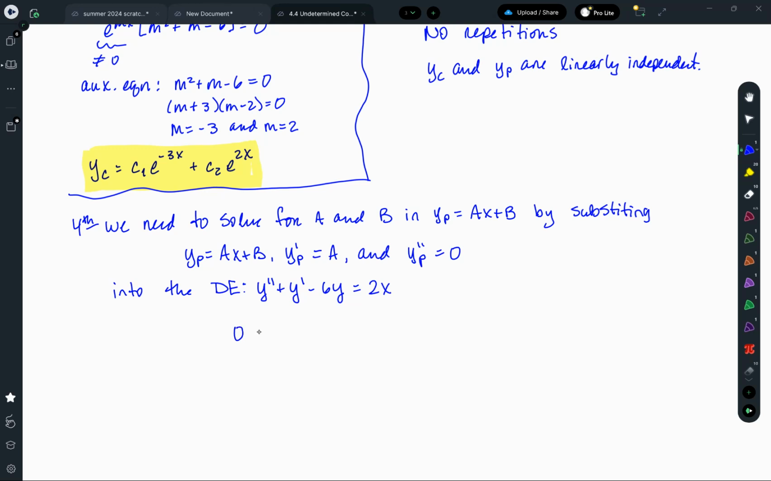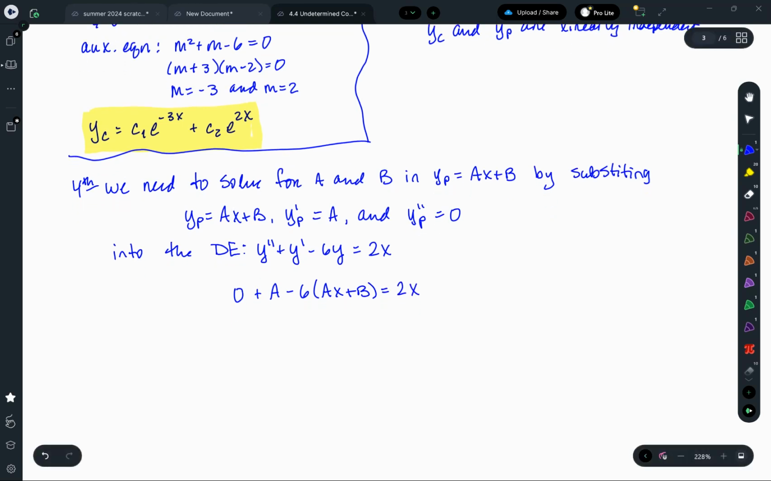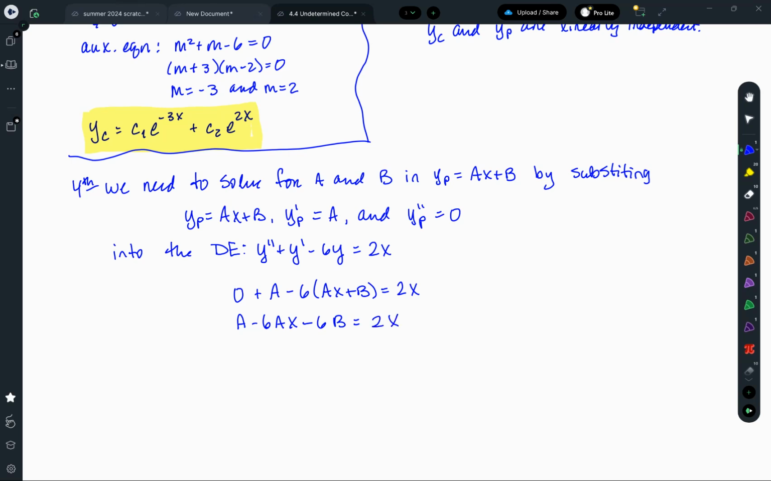Okay, so we substitute everything in. We get 0 for y double prime plus a for y prime minus 6 times ax plus b. That's all going to equal 2x. So I distribute. We have a minus 6ax minus 6b is equal to 2x. And now I'm going to reorganize and combine like terms. I have one x term, that is the minus 6ax, and then I have constant terms plus a minus 6b. This is equal to 2x plus 0.